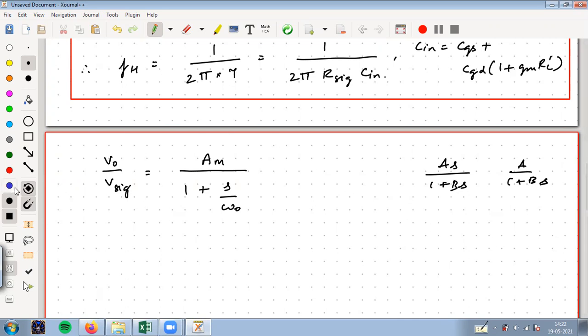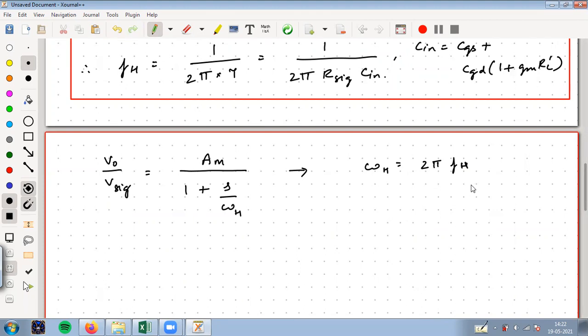Here omega naught is your actual cutoff frequency. Instead of writing omega naught, I'll write it as omega h, I think it's better. So omega h is 2 pi fh. Right. And what is AM then?